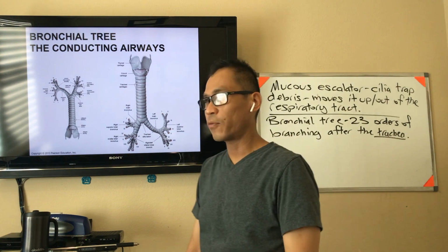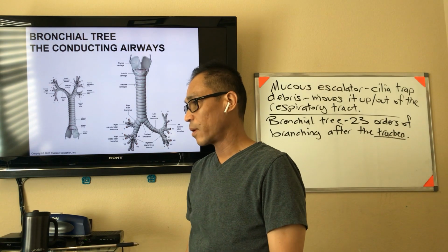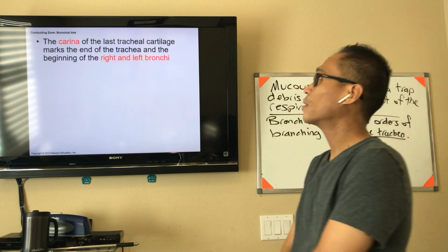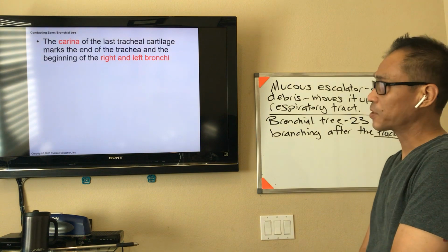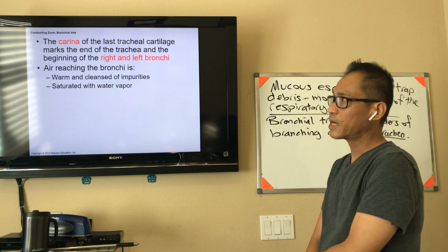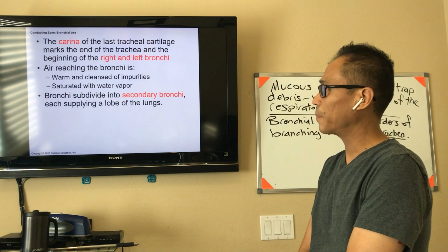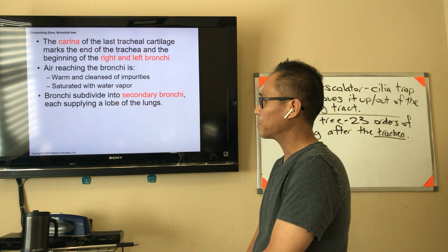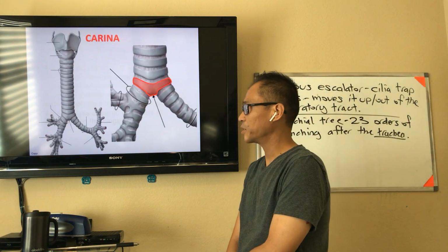We won't do 1 to 23. We'll kind of skip as we go. I'll just give you a summary of what's going on here, but we'll go through. We'll start with 0 and go to 23. The carina is the last tracheal cartilage ring, marks the end of the trachea and the beginning of the right and left bronchi. So by the time air gets there, air reaching the bronchi, it's warm and cleansed of impurities. It's saturated with water vapor. The bronchi subdivide into secondary bronchi, each supplying a lobe of the lungs. And like I said, you undergo 23 orders of branching in the lungs.